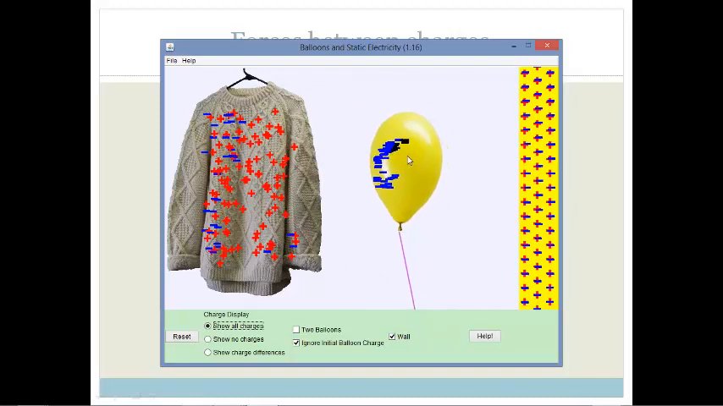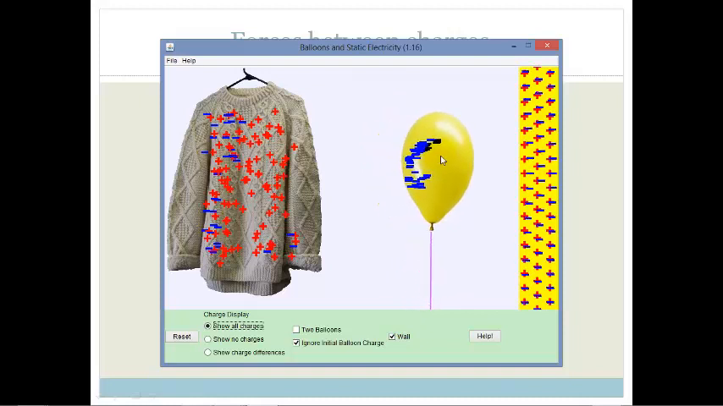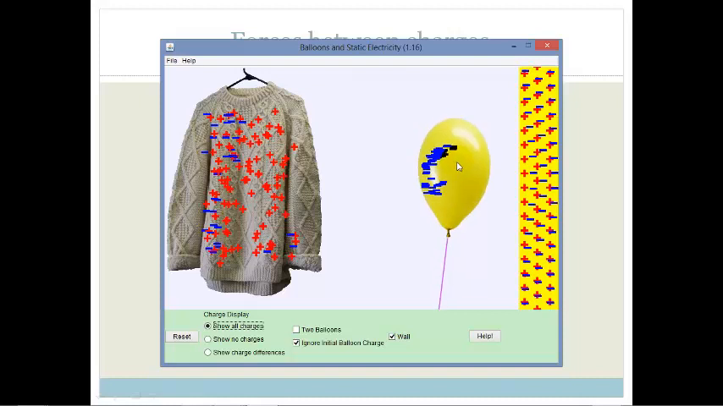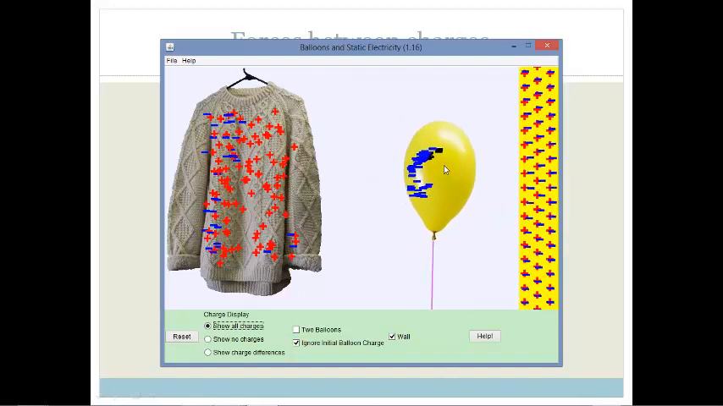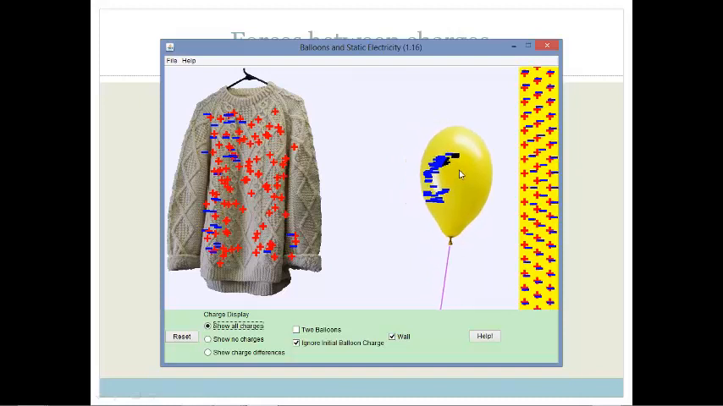Now let's look at this and watch very carefully as I slowly move the balloon towards the wall. This is very interesting because now we've got a negatively charged balloon and the wall is neutral. But as I slowly move the balloon towards the wall, watch what happens. Do you see that the electrons are being repelled? The negatively charged balloon is repelling the electrons, and what is left behind is something that is apparently positively charged.